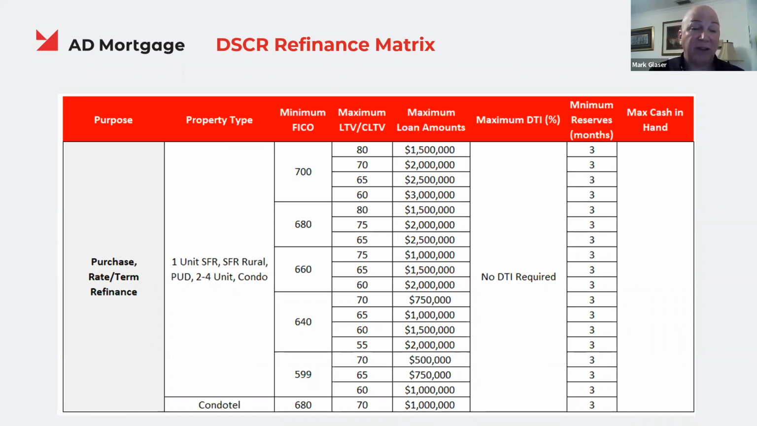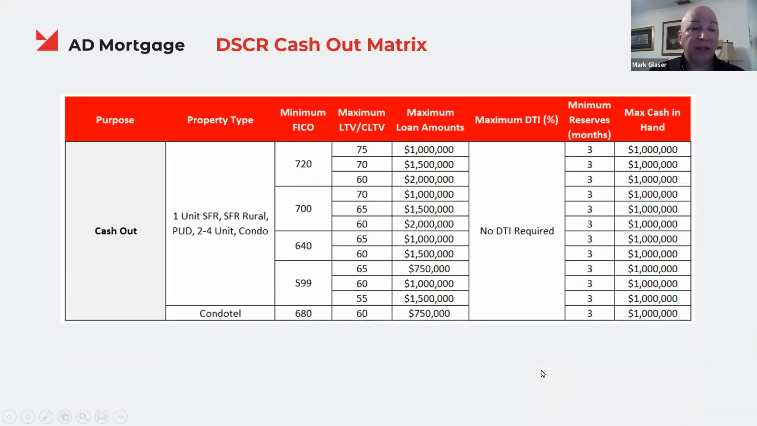Also, condo hotels, as you see, minimum credit score of 680 at a 70% loan to value. Now we're doing internal reviews for the limited project reviews for condos at 70% investor. And we're doing them inside now. So the cash out, as I told you before, goes up to 75% loan to value with a 720 score. In the 700s, you're at the 70, all the way down to the 599. But once again, be careful if there's any credit events.